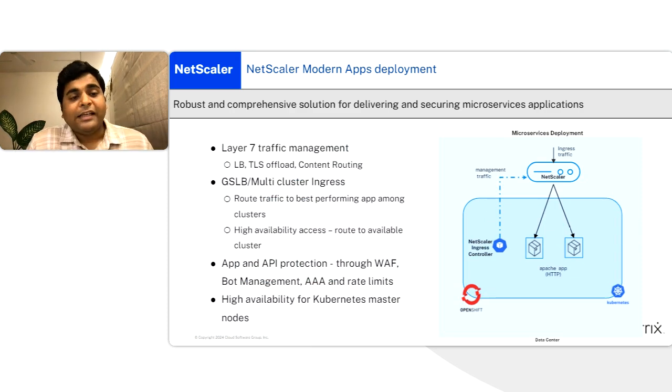Our solution secures microservices applications across on-prem or cloud Kubernetes. NetScaler extends its features to microservices, offering layer 7 traffic management, which includes load balancing, TLS offload, end-to-end TLS, or content routing. We also offer GSLB or multi-cluster ingress for high availability and resiliency of your applications. We support application or API protection through WAF, BOT, AAA, or rate limiting.